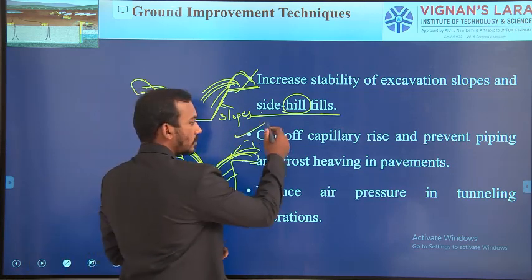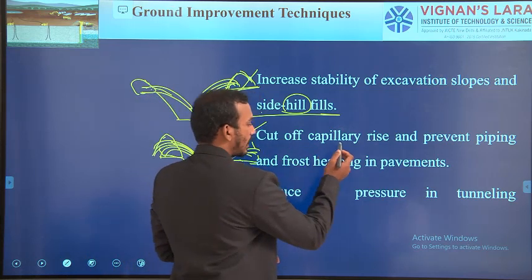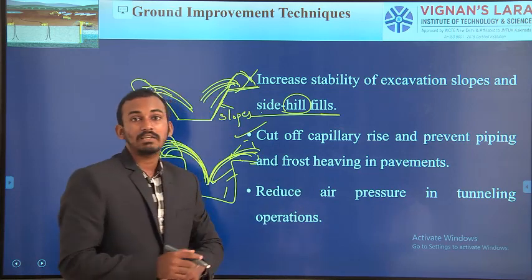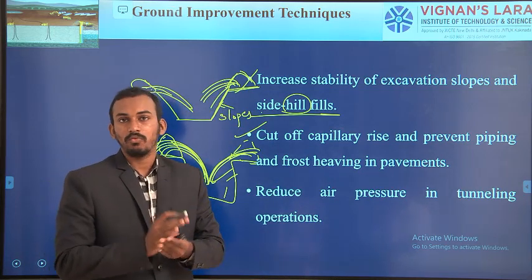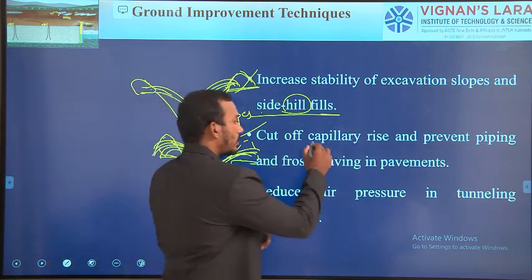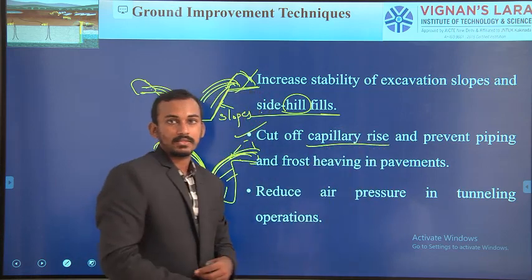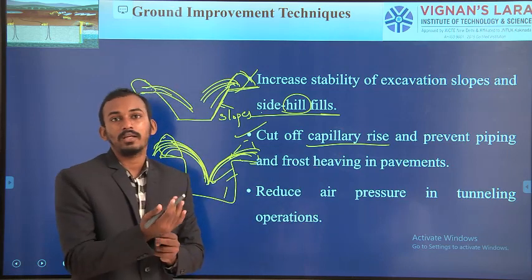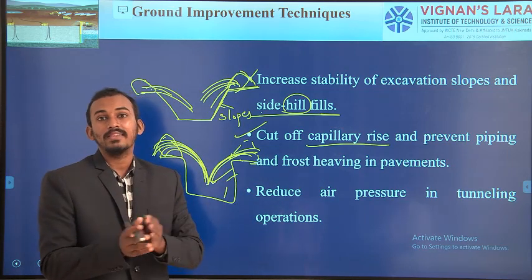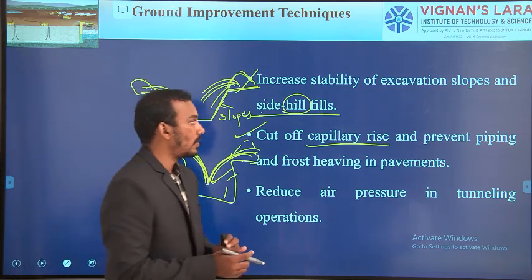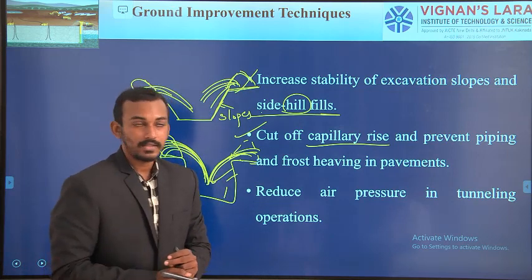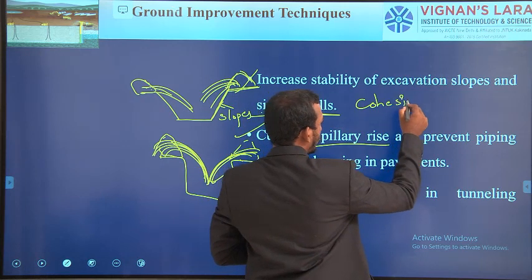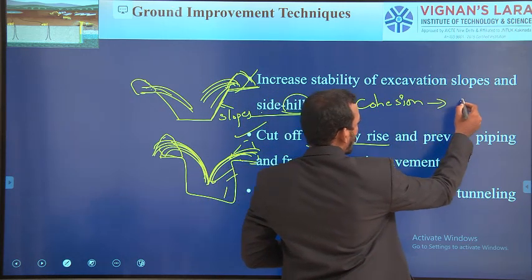And the next one is to cut off capillary rise and prevent piping and frost heaving in pavements. In the case of pavements, when we construct road work, the main problem is there might be a chance of capillary rise. Capillary rise, we already know, is the phenomenon of rise of water due to adhesive forces. We discussed only cohesion. Cohesion means it's an attractive force between two similar particles.